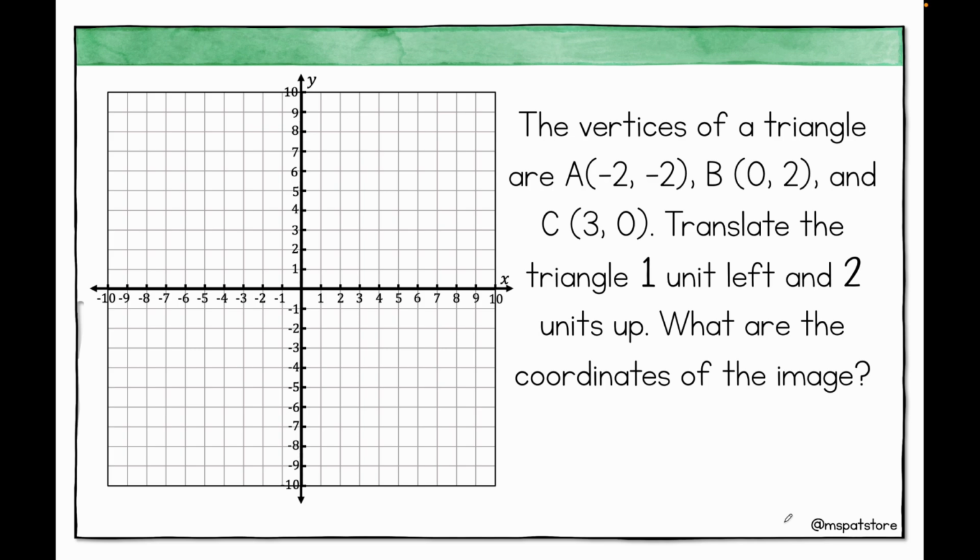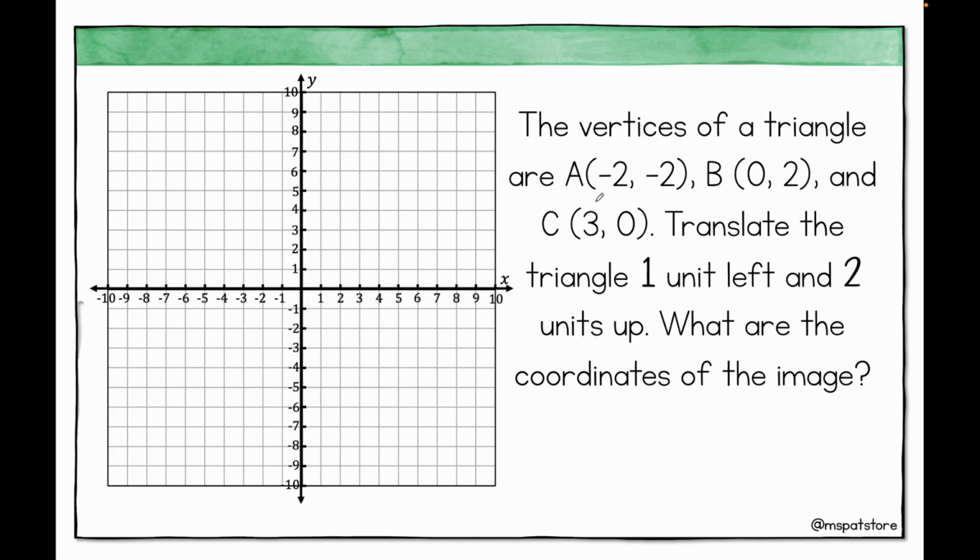Now I would like you to pause the video and try to do this one by yourself. It says that you need to first draw the vertices of the triangle ABC, and then with a different color, you need to do the translation. You need to translate that triangle 1 unit left and 2 units up.